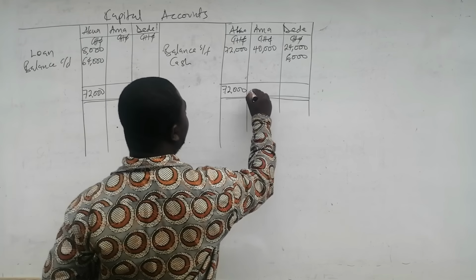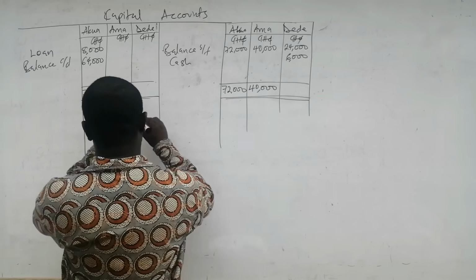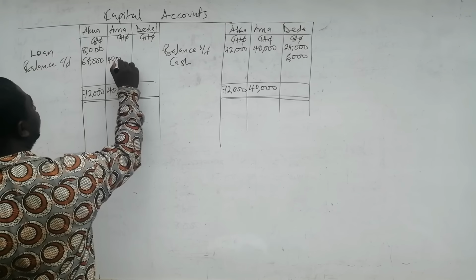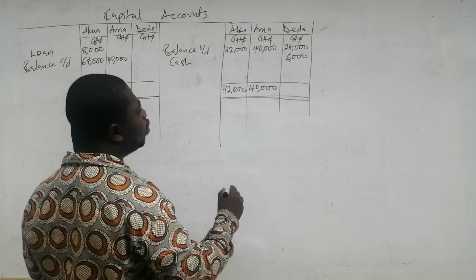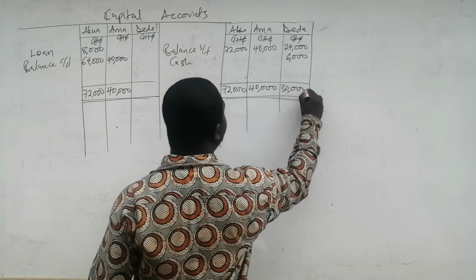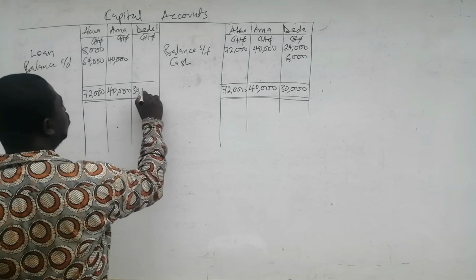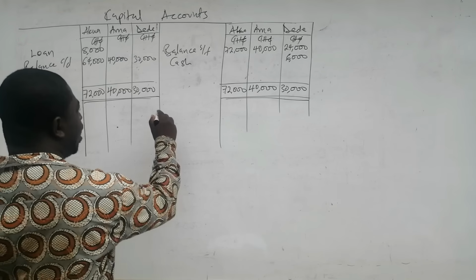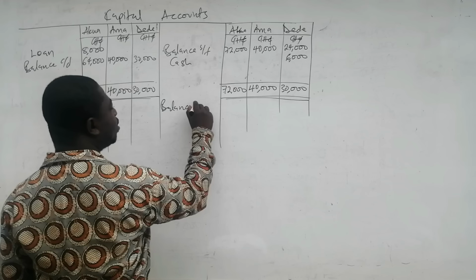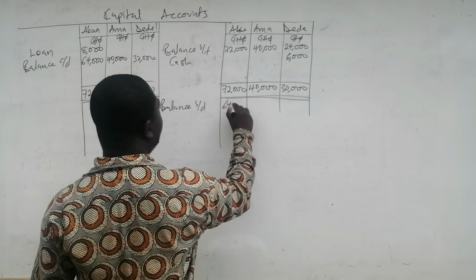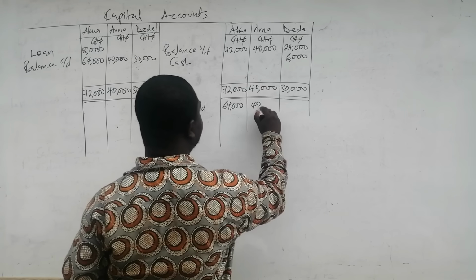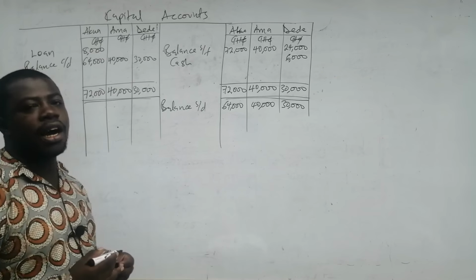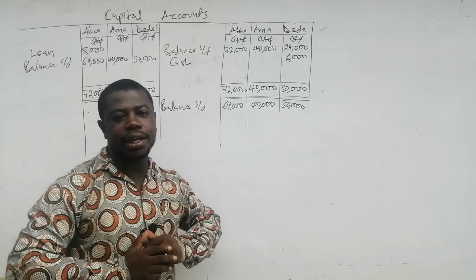When we come to Ama, nothing happened with Ama's capital. So the balance remains the same as 40,000. Then when we come to Dede, she increased the capital, so it moves up to 30,000. So the balance carried down on Dede's capital will now be 30,000 Ghana cedis. And then we will see balance brought down 64,000 for Equia, 40,000 for Ama, and then 30,000 for Dede. This is how the capital account is going to look like.